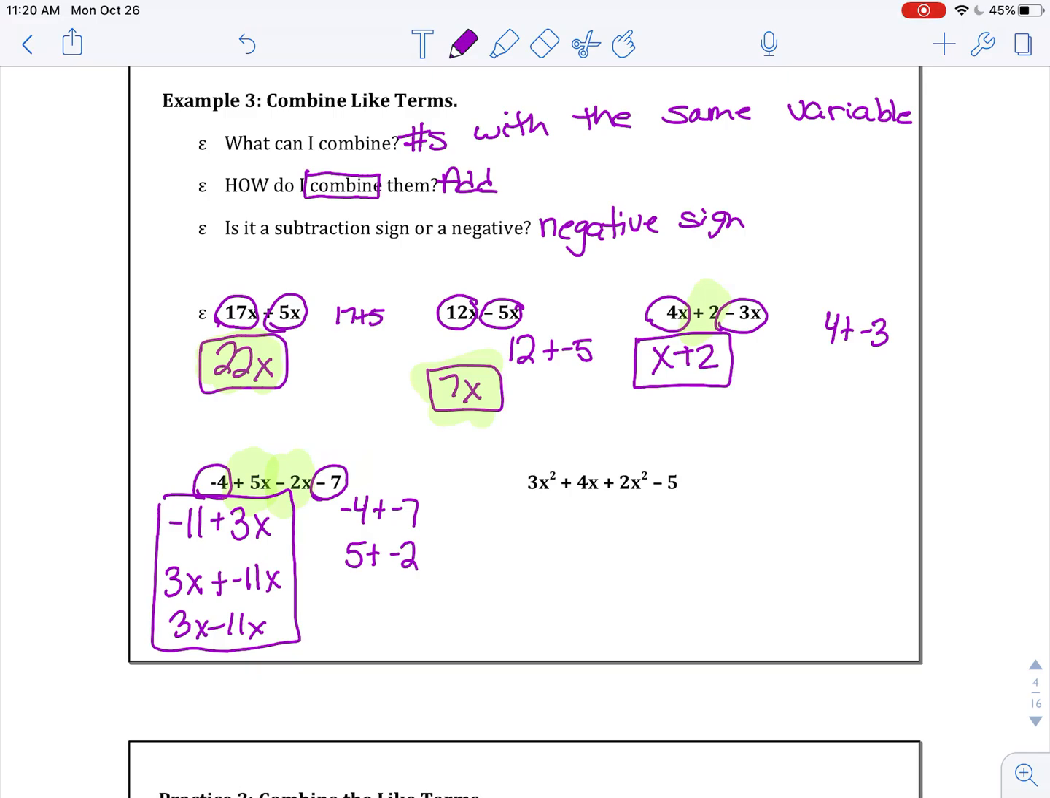Next: 3x squared plus 4x plus 2x squared minus 5. So I got 3x squared. Then I need to look, are there any other x squareds? Yes, there is a 2x squared. So I'm going to take 3 plus 2, and I get 5x squared.